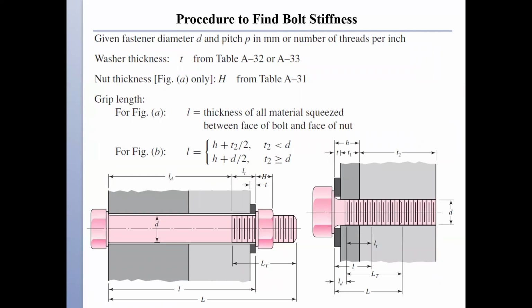I did put here two figures for using a bolt versus using a screw to show the difference between the grip length in using a bolt versus using a tapped hole. The grip length becomes this L, and this L is equal to H plus T2 over 2 or D over 2, depending on T2 compared to D.